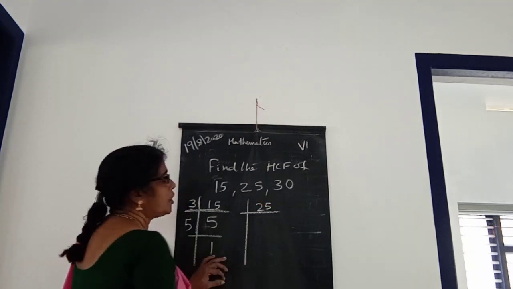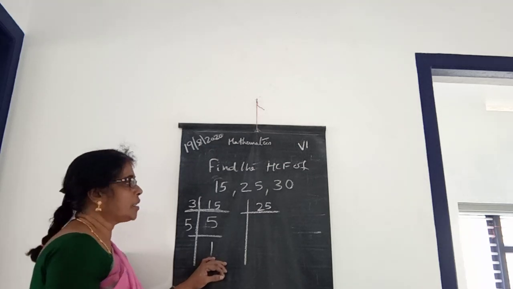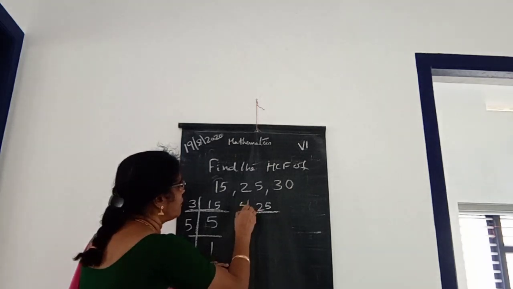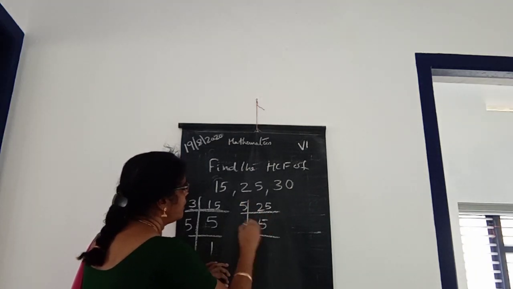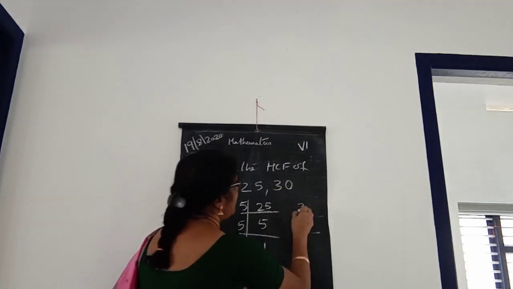25. 2 is not going, because 25 is an odd number. 3 is also not going, and 4 is not going, but 5 is. 5 fives are 25. Then again 5, 1 time. Okay, the next one is 30.